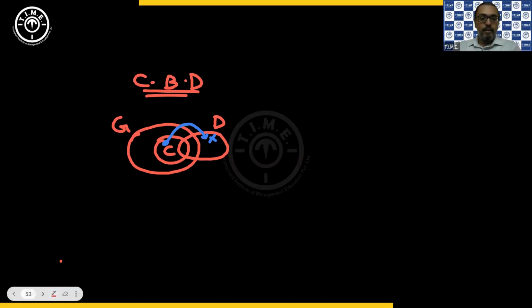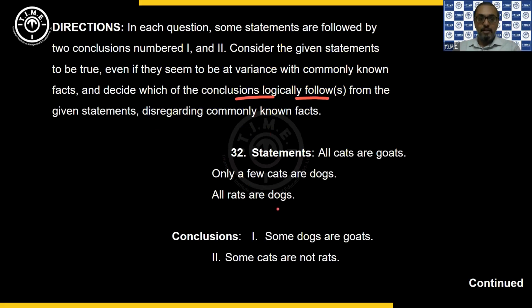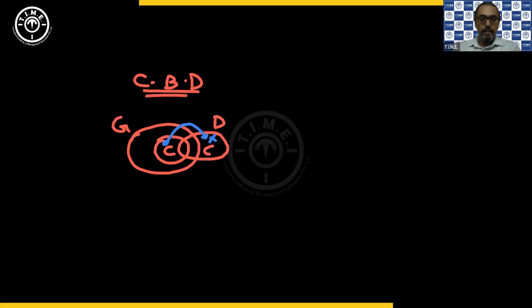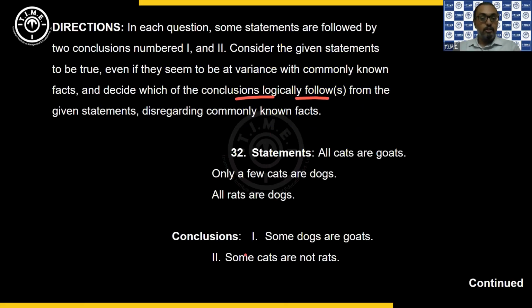Okay. And then we have all rats are dogs. So the complete R should be inside D like this. So this is going to be our combined diagram. Okay. So now let's check the conclusions.